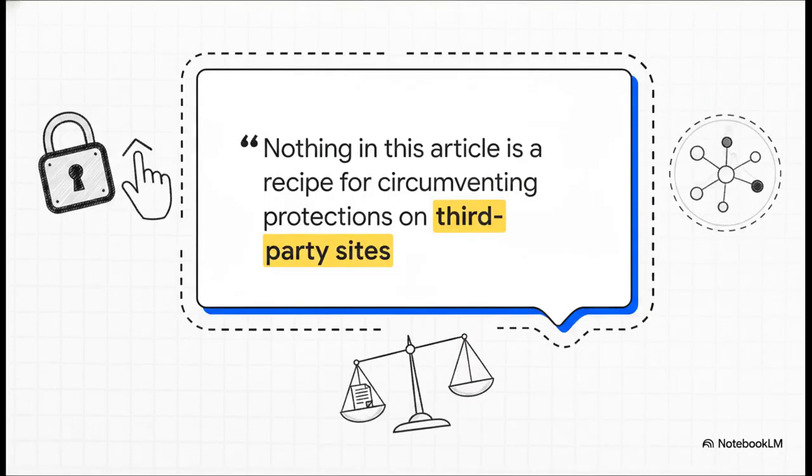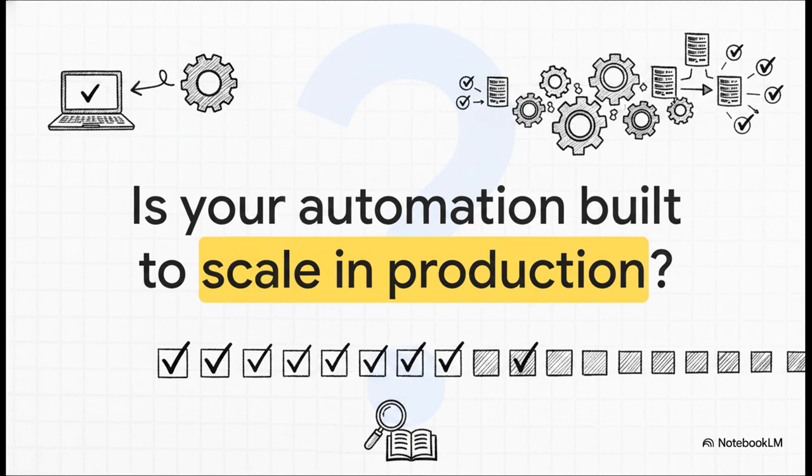One final, absolutely crucial safety reminder. This type of workflow should only ever be used in owned, client-authorized, or contractually permitted environments. Reliable automation means operating strictly within authorized, ethical boundaries. Always keep it professional. So, I want to leave you with this provocative thought. Is your CAPTCHA automation built just to work once, or is it actually built to scale in production?